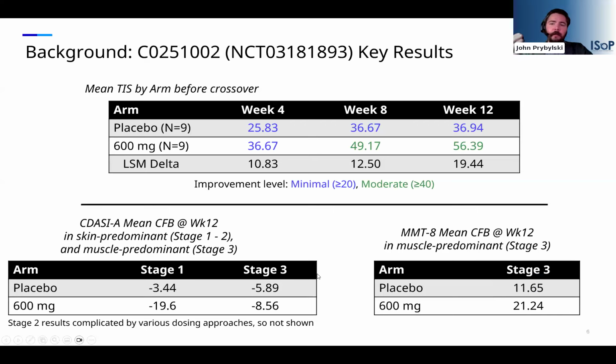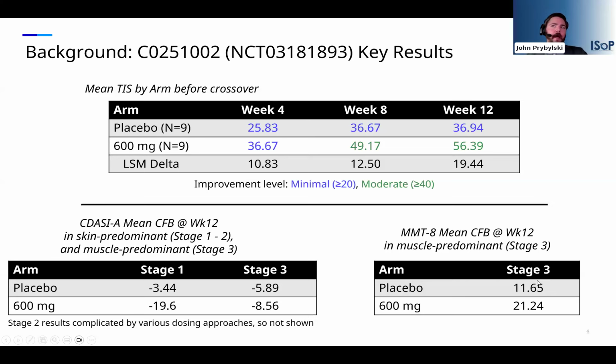where of course these were muscle predominant subjects, not as much room for improvement in their skin manifestations, they did see numerically a greater reduction in CDASI, but it's not necessarily relevant to the interpretation because we knew they were muscle predominant. So where it's relevant, of course, for stage 3 subjects is looking at their MMT, which we only had for stage 3 subjects because it's a TIS subscore. And there we could see 20-point improvement and 10-point improvement for 600 milligram and placebo subjects respectively.